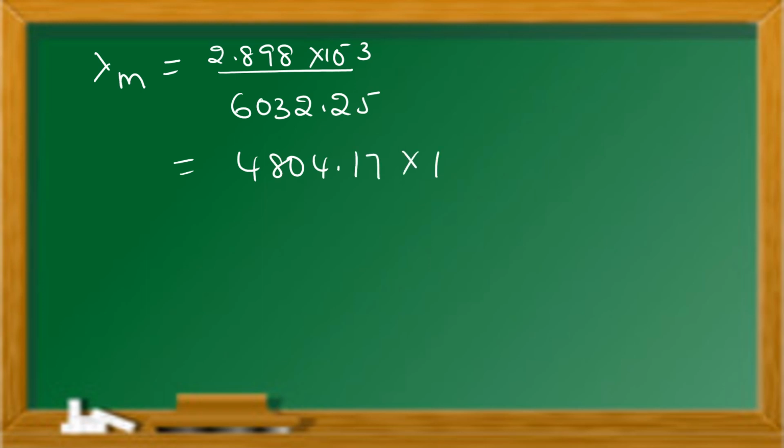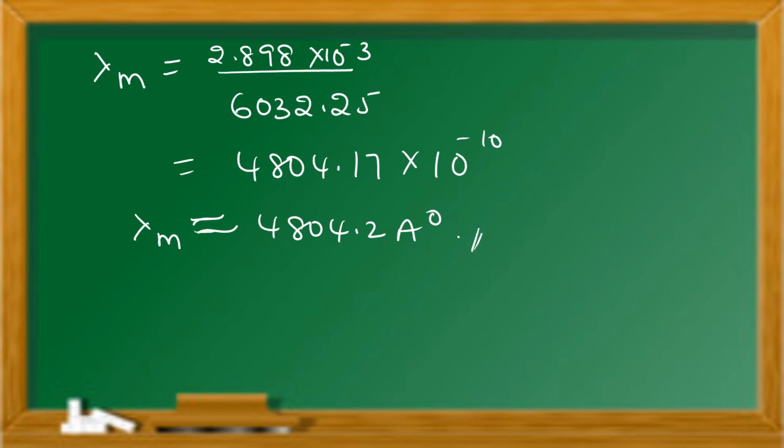4804.17 into 10 to the power of minus 10. So at last we write lambda m is equal to approximately 4804.2 Angstrom units. This is the approximate value. Okay, this is the final answer.